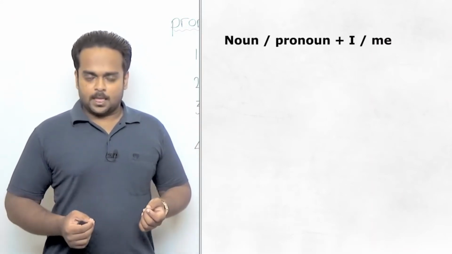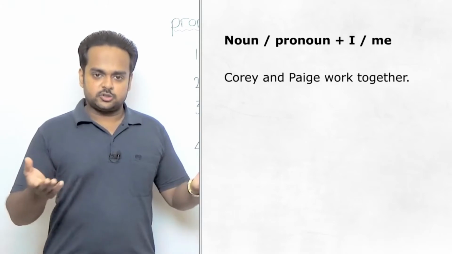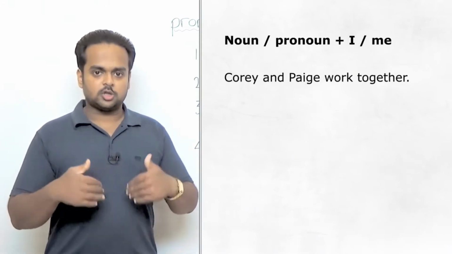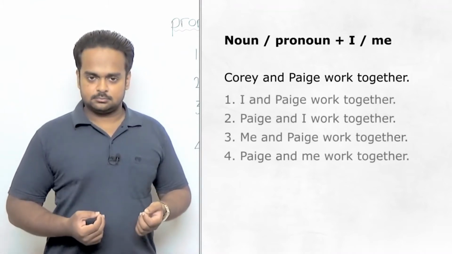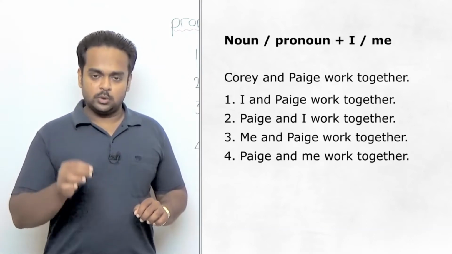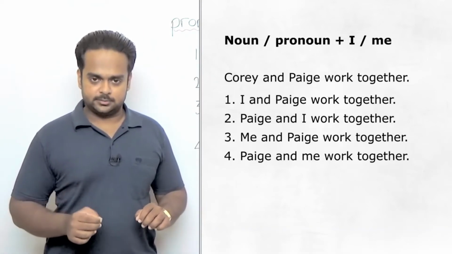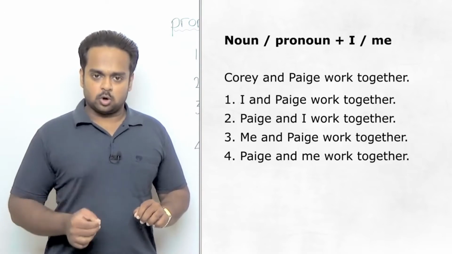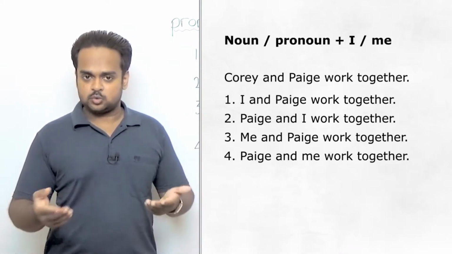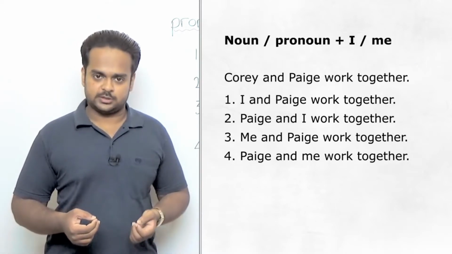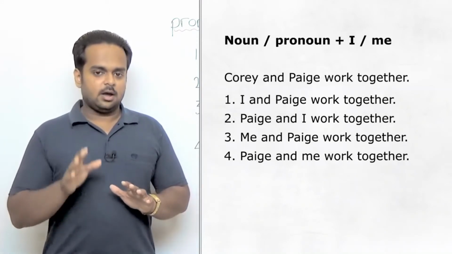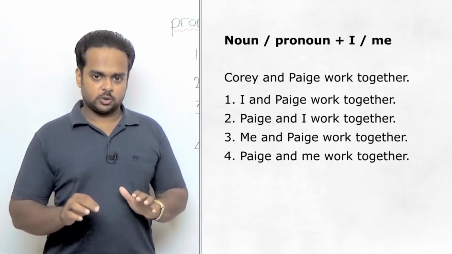For example, we know that Corey and Paige work together. But let's say that Corey wants to say this sentence. I have four options on the screen, and I would like you to tell me which is the correct way to say it. I and Paige work together. Paige and I work together. Me and Paige work together. Paige and me work together. Which is correct? Well, here we need a subject pronoun, so we cannot use me.